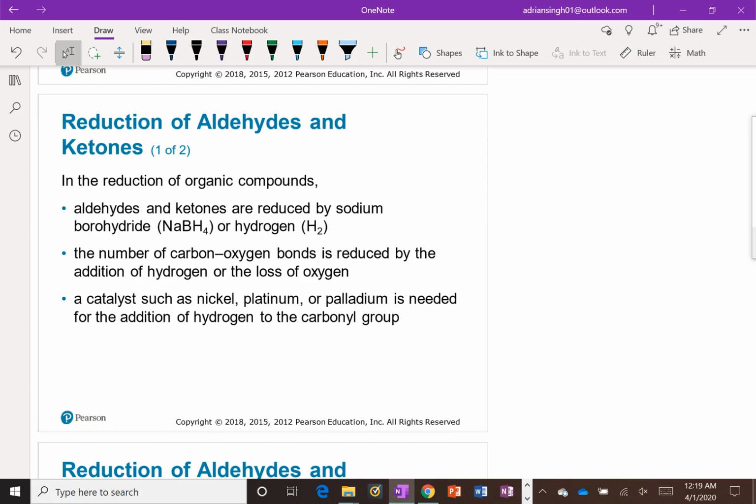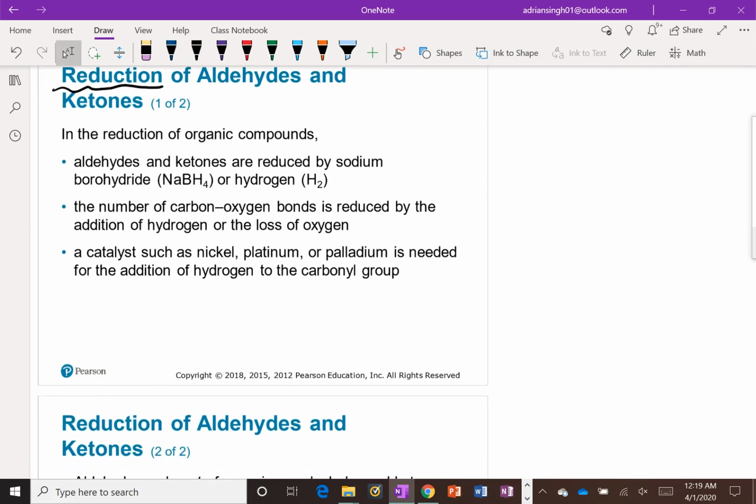The aldehydes and ketones themselves can be reduced to the corresponding alcohols, and the conditions that are used here are typically hydrogen. That's you add hydrogen to something. Remember, that's a definition of what reduction is. Or sometimes you'll see a slightly different reagent, sodium borohydride, NaBH4. All right, so in a reduction, we're going to reduce the number of carbon-oxygen bonds, and that can result from simply adding hydrogen or by losing oxygen.